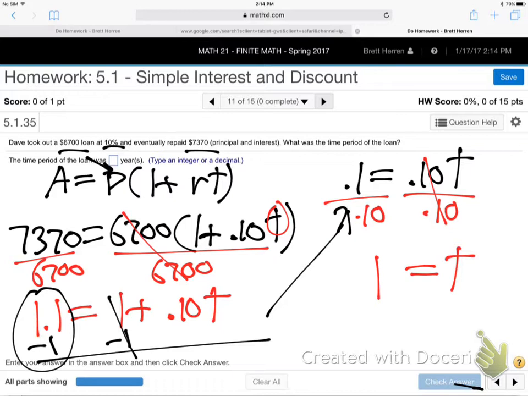So 1 year is the time on that. Questions on that? All that algebra coming back to you? All right. So I'm going to leave that if you've got that down.